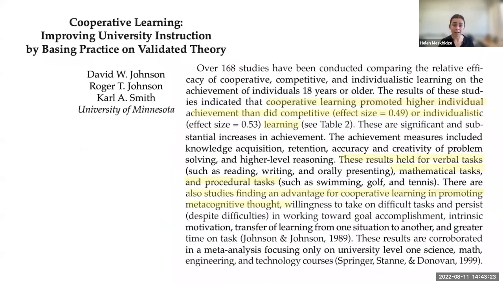Another form of active learning is cooperative learning, or students learning together. And so I'll also give you some stats from a paper on cooperative learning. They say that cooperative learning promoted higher individual achievement than competitive or individualistic learning. And these results held across verbal, mathematical, and procedural tasks. It also promoted metacognitive thought, which is thinking about your thinking. And students that exhibit metacognition tend to do much better in their courses.